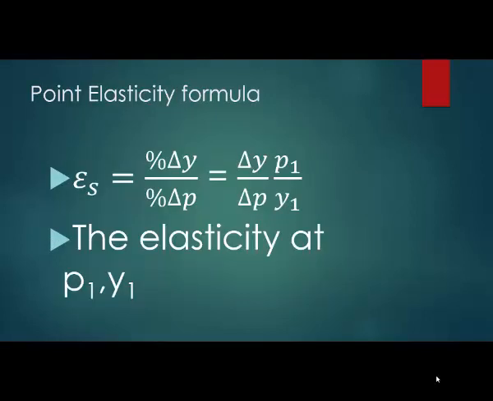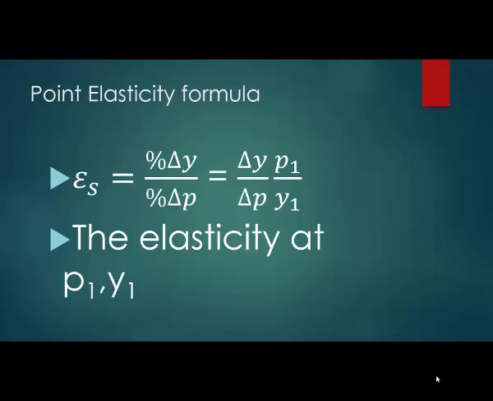Here is the formula that I would like for you to write down and memorize and use. The elasticity of supply, ES, that's actually a lowercase Greek epsilon. That's what we use for the symbol for elasticity. Sometimes we'll use a capital E, and that subscript S tells us that it's the elasticity of supply. It's equal to the percentage change in Y divided by the percentage change in P.